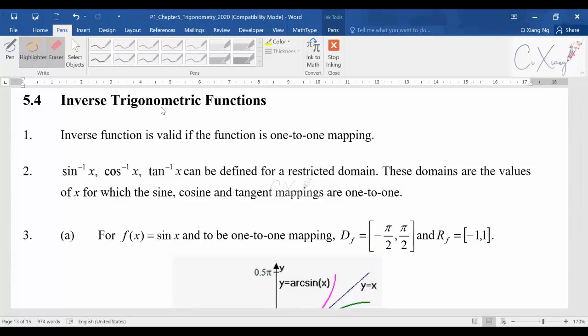As what we learned before, an inverse function is valid if the function is one-to-one. So the sine inverse, cos inverse, and also the tangent inverse can be defined for a restricted domain so that you will get the one-to-one. All the detail here, you don't need to memorize because they are not going to test you in the A-level exam. It is for knowledge only.